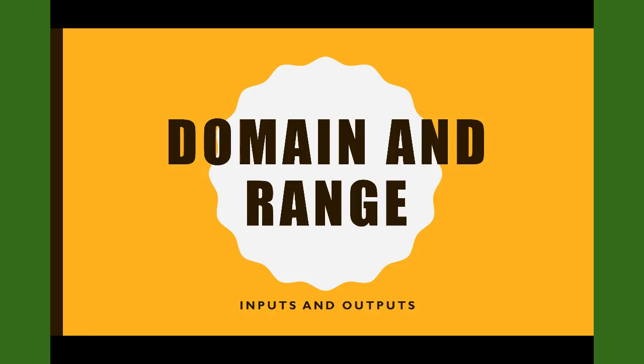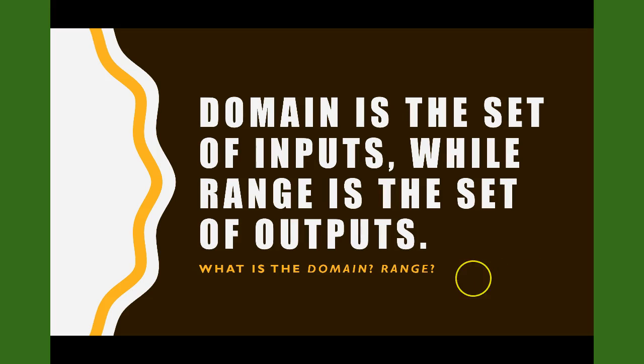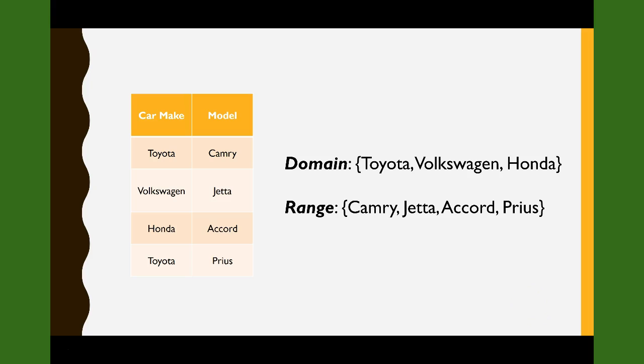Now, every relation and function have what we call domain and range. Okay, so now what are domain and range? Domain is the set of inputs while range is the set of outputs. They are sets. Let's keep that in mind because when we write them, we really have to show that they are sets. And here are examples.